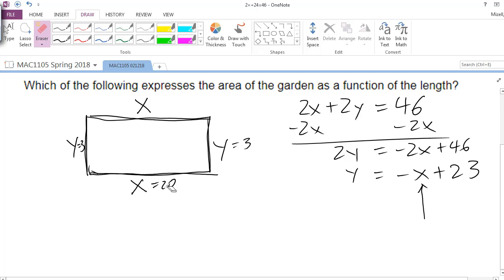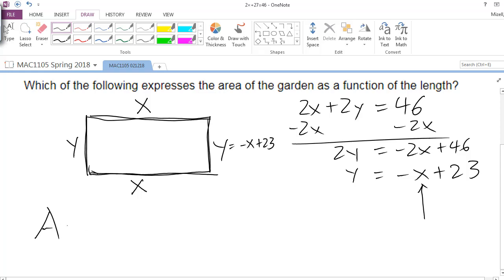In general, x is x, and y is negative x plus 23, which tells us we better not make it longer than 23 meters. Because if we do, the width is going to be negative, and we can't have that. So it's got to be less than 23 meters when we decide how long it's going to be. So the length is x, and the width is negative x plus 23.